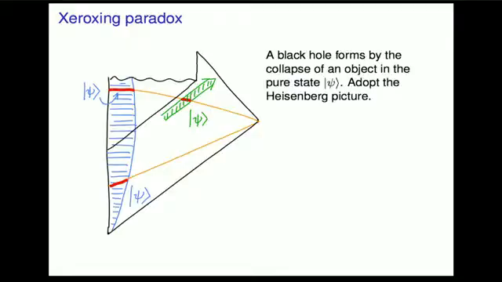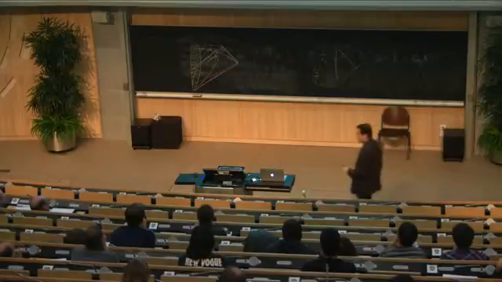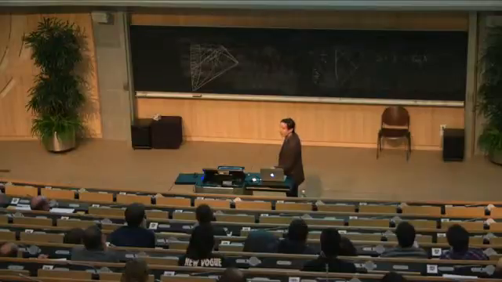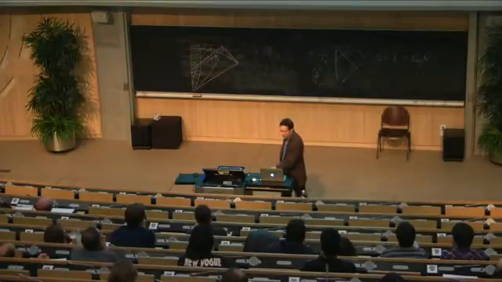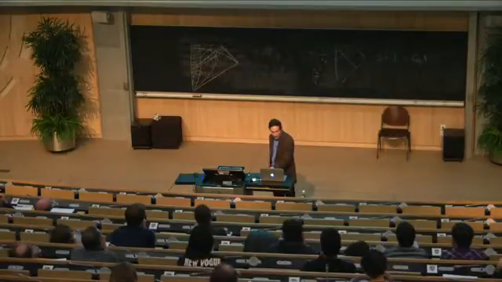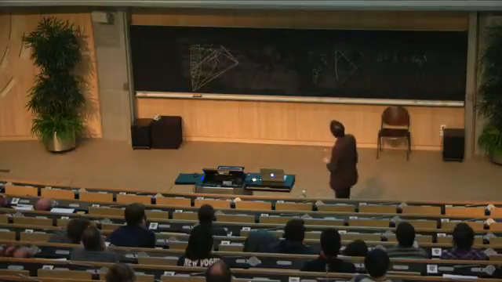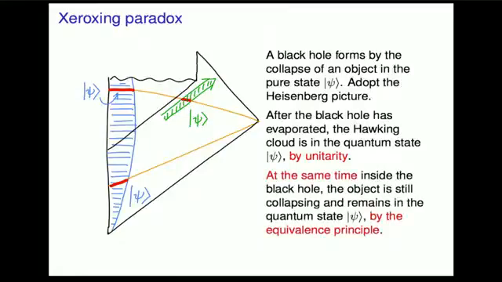The contradiction is that I can draw a time slice across the whole space-time such that both of those instances of the state psi are present at the same time. They're space-like related. Okay, so that's unitarity. That's the equivalence principle. And that's a problem. Okay, what's happened here is that the black hole, it didn't matter what psi was. What the black hole did was convert it into psi cross psi.